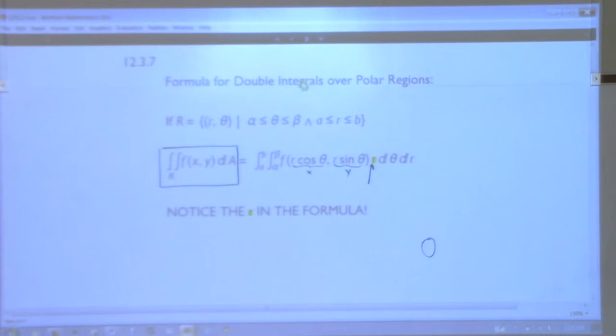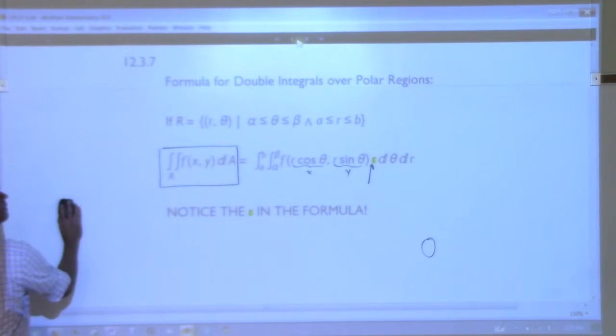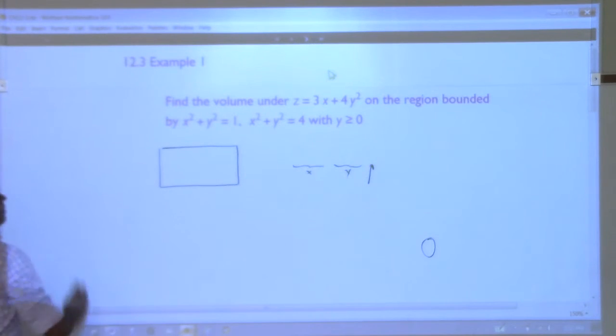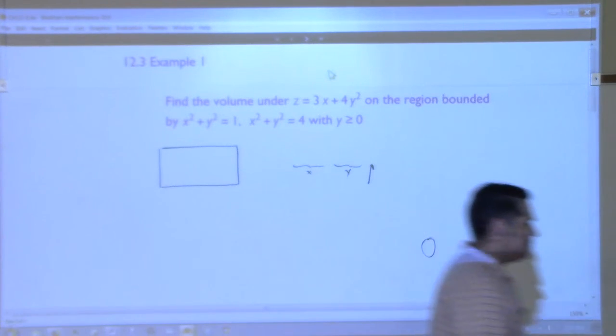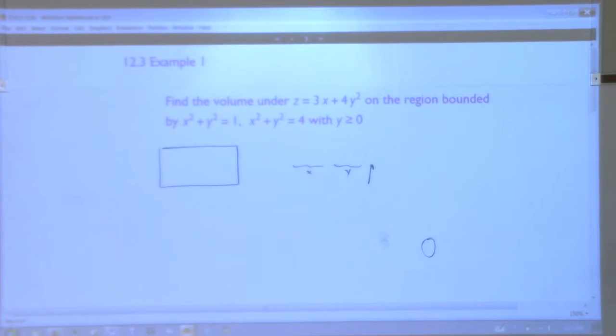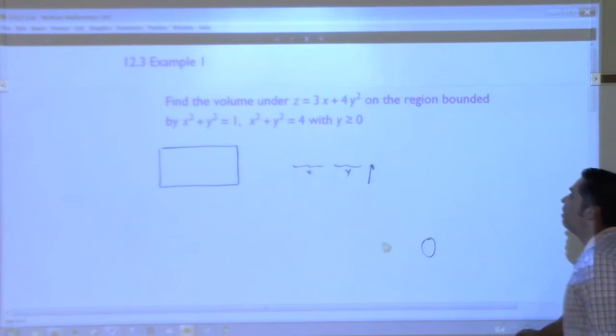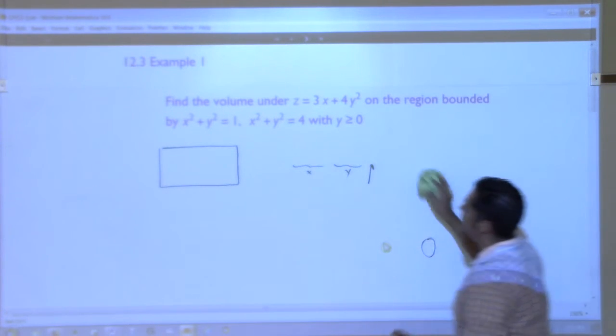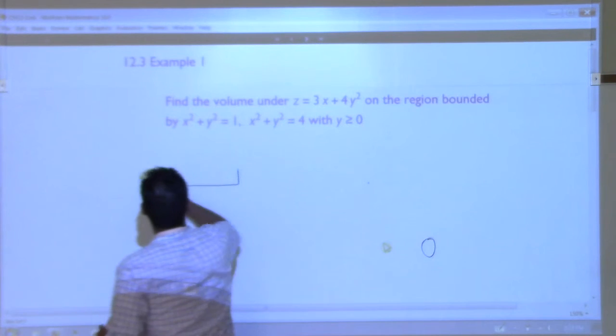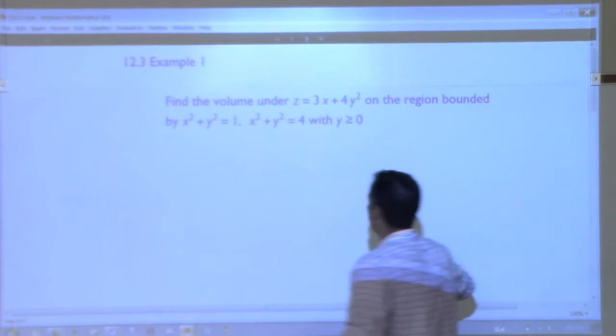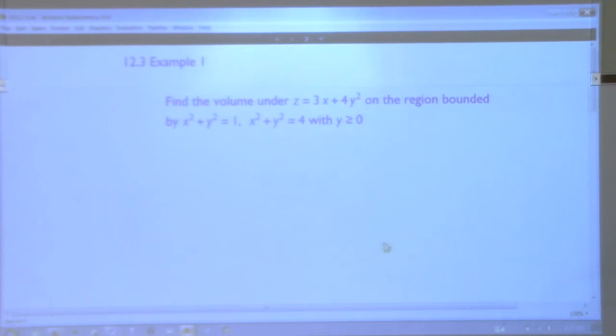I think we should do an example so you can see how this is all going to play out. Find the volume underneath z equals 3x plus 4y squared on the region bounded by x squared plus y squared equals 1, x squared plus y squared equals 4, with y being greater than 0.